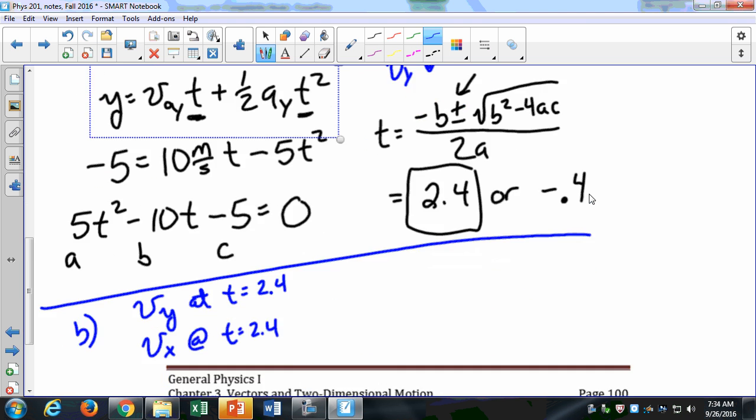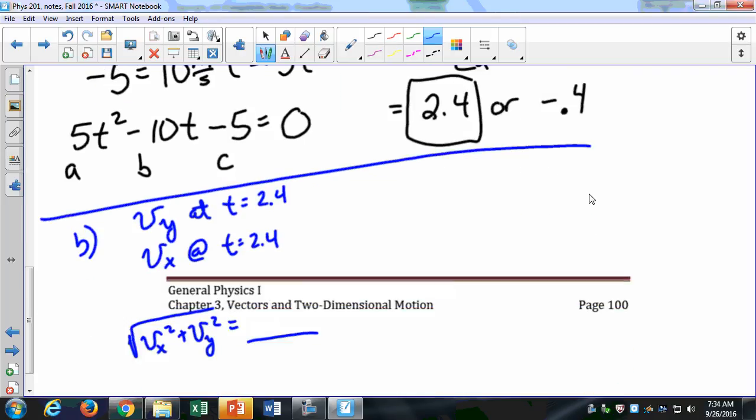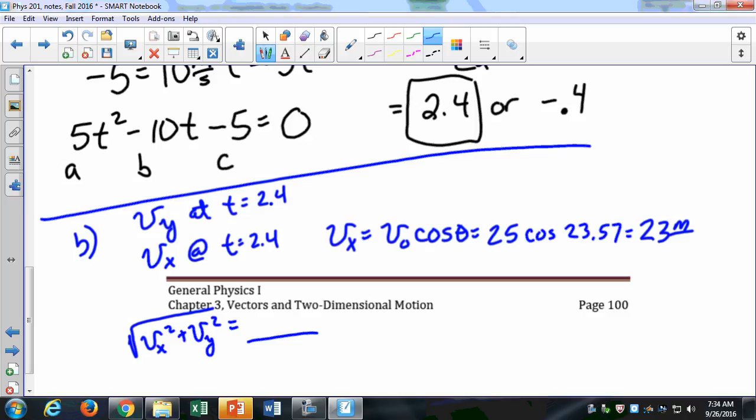We can also, let's see, I don't think I've calculated Vx yet, but Vx is equal to V0 times cosine theta. V0 was given 25, cosine of 23.57, and that gives me a Vx of 23 meters per second. Remember, that doesn't change. However, Vy does change because we have an acceleration. So my Vy is going to equal V0y plus Ay times t.